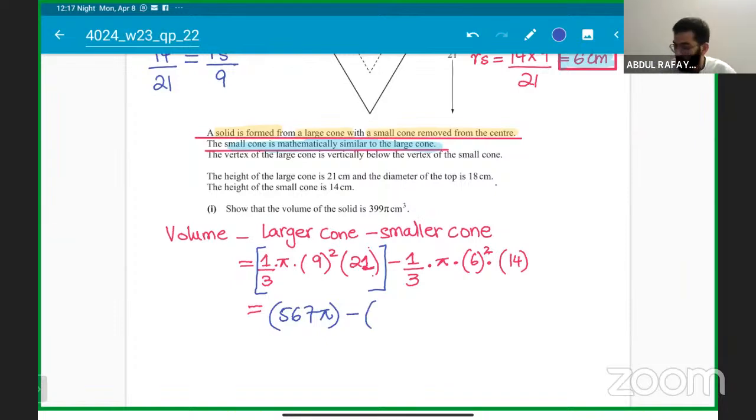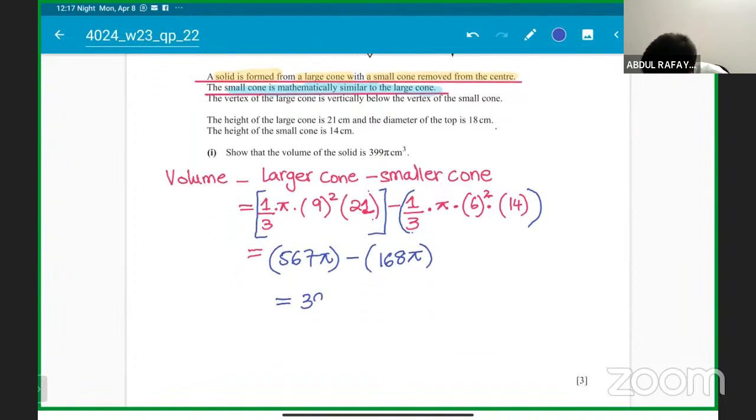And because we need to give the answer in terms of pi, 1/3 like this, similar for this, 1/3 into 6 square is 36 into 14. I'm getting 168 pi from here as well. Okay, students, let's just subtract 567 minus 168.